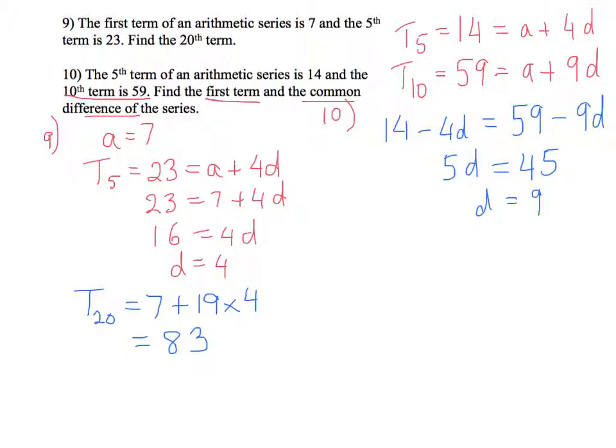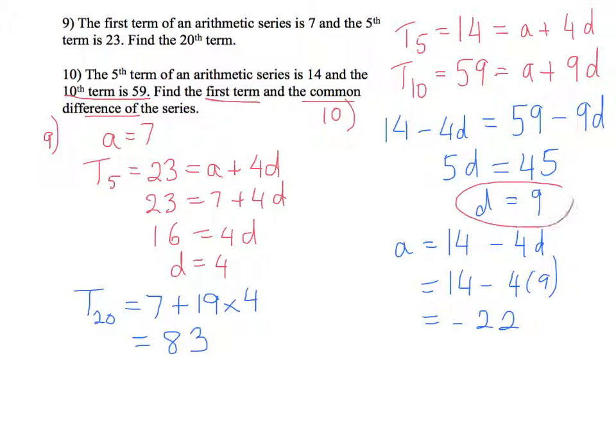And then we just need to find A. So we can just use one of our equations that we had. So A is 14 minus 4D, or 59 minus 9D. So 14 minus 4 times 9, and that is going to be negative 22. So there we have it. We've answered the question. It says find the common difference and find the first term. There it is. That's it for the examples in the second lesson on series.